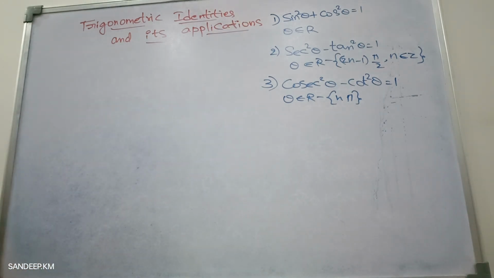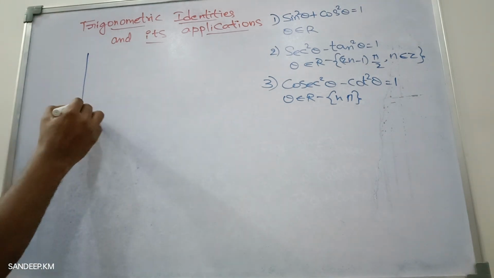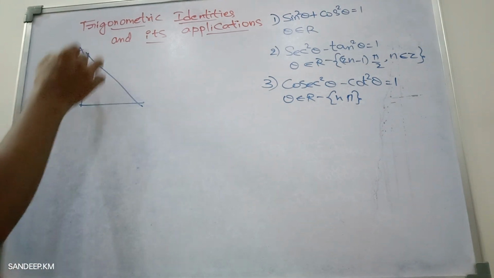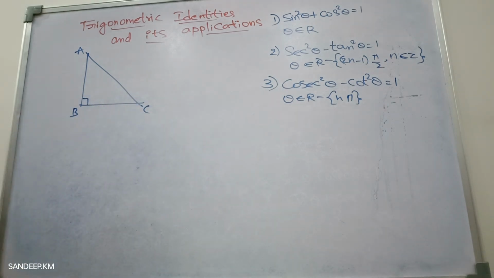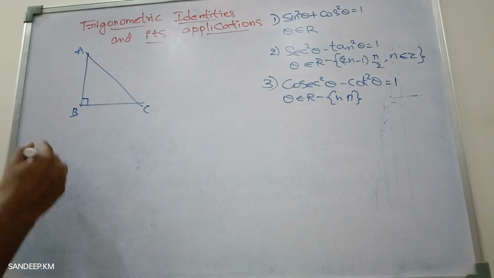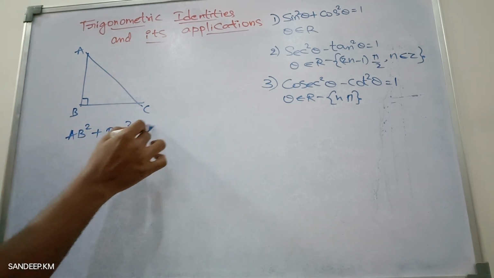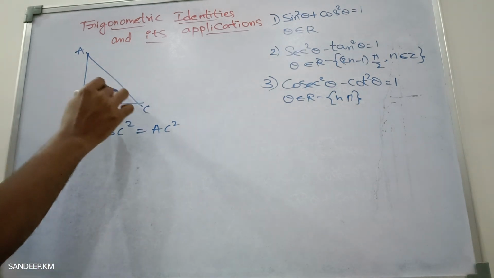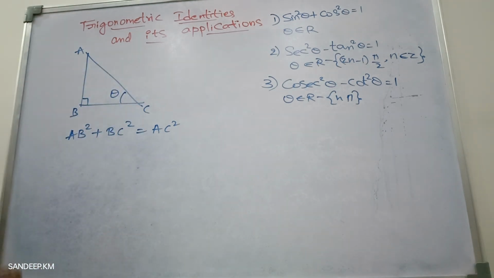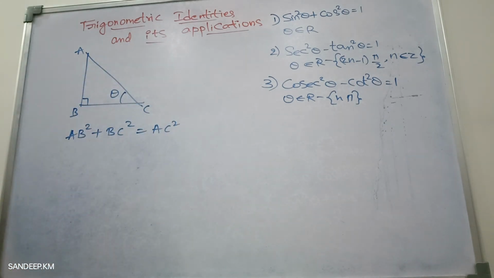For this purpose, let me consider a right angle triangle ABC, right angled at B. By Pythagoras theorem, I can say that AB square plus BC square is equal to AC square. Let this acute angle C be theta. Now it's very simple to prove these 3 identities. From here itself, I can prove it.